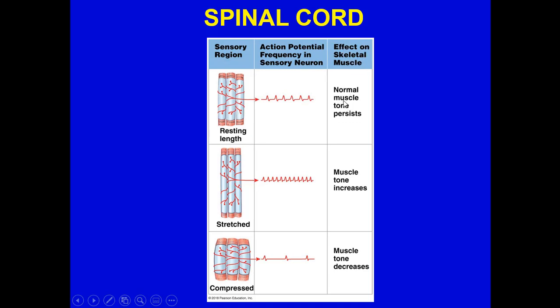Effect on the skeletal muscle, normal muscle tone persists. If I stretch them, muscle tone increases, as you notice that the APs are increasing. If I'm compressing them, the muscle tone decreases. First here on the stretching, the muscle tone was increasing. Down here, the muscle tone was decreasing. And notice how the pattern of APs decreases. Okay.